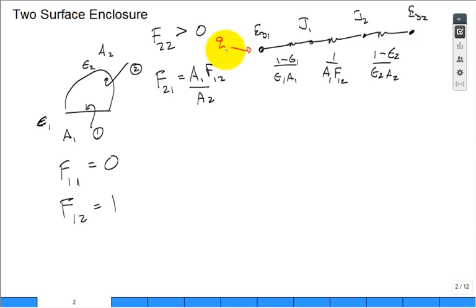Okay, clicker question. Answer A or B. Are these three resistors in series or parallel?